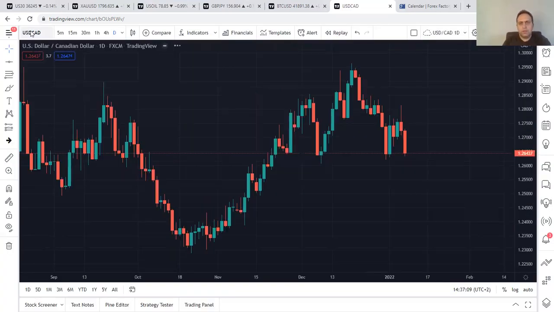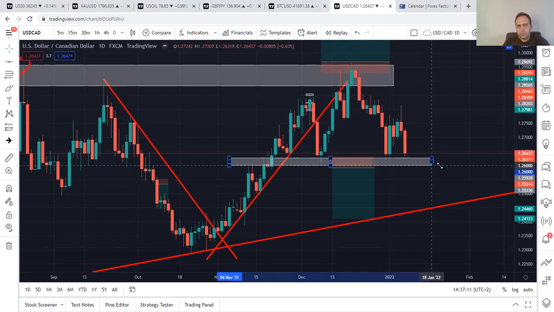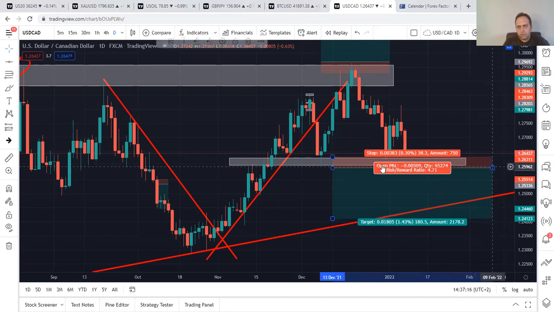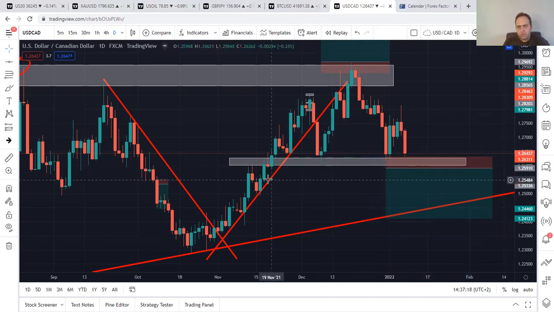USD CAD, it's going back to our old study. So same here, this is the support area. If we break the support, it's almost the same for the currencies, by the way. 1.2590 the sell, 1.2630 for stop loss, 1.2780 TP1, 1.2547 TP2, 1.2520 TP3, and 1.2450 TP4.